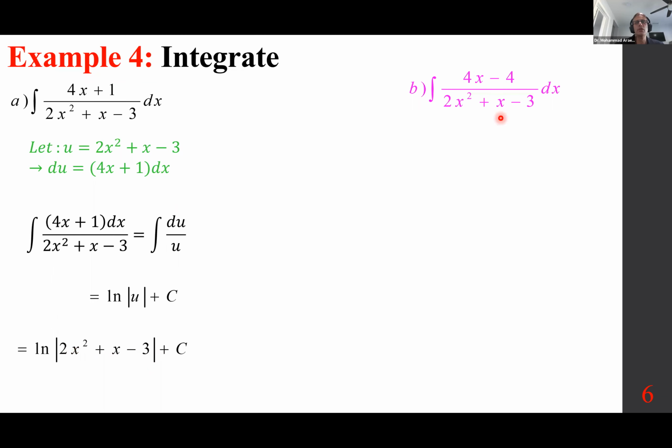In part B, we want to do the same thing. However, we can simplify it first by factoring out the x minus 1. This cancels out x minus 1. And it looks like that. 4 over 2x plus 3.